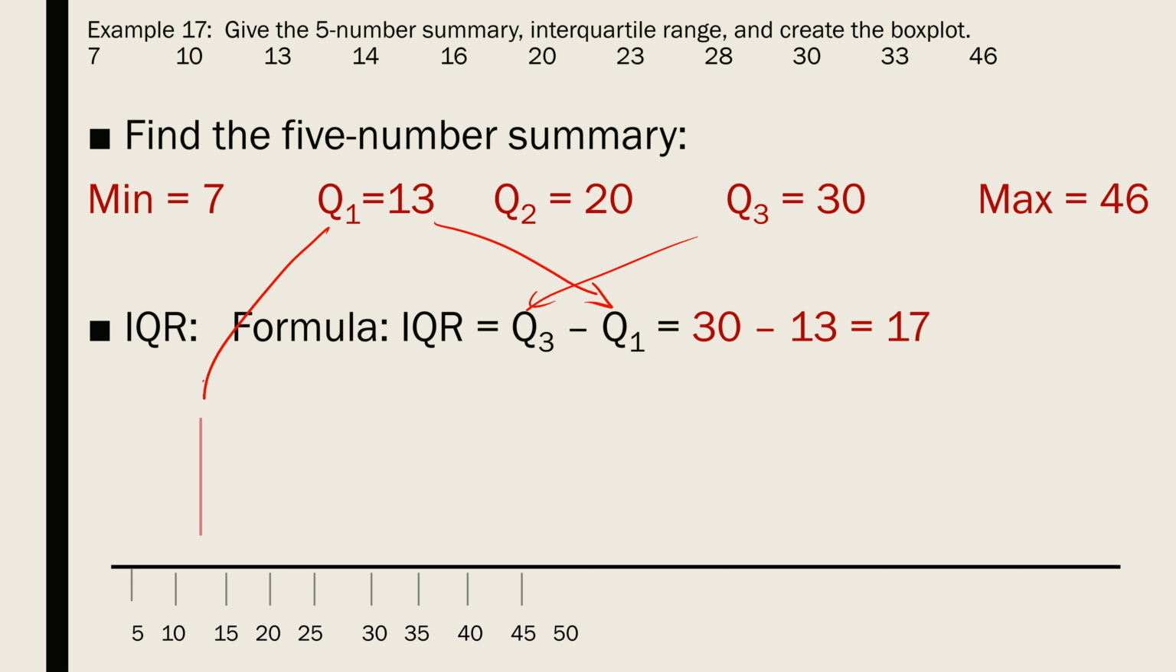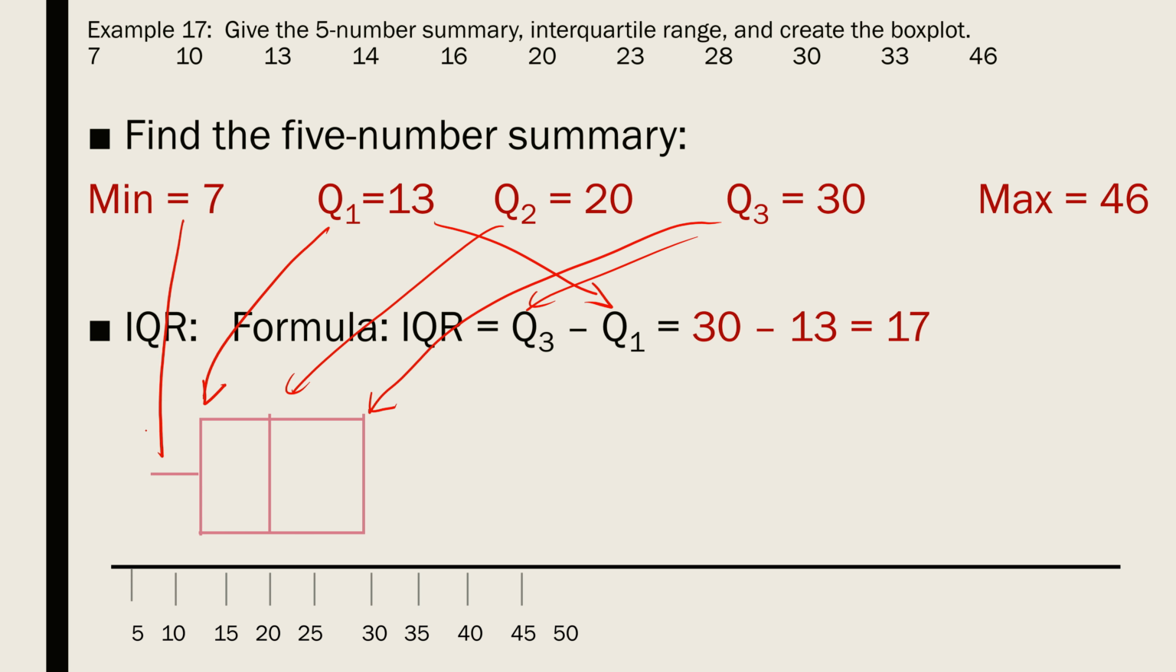Again, this line is drawn by Q1. The second line is drawn by Q2. The third line is drawn by Q3. Then we make it a box. Then we find the minimum value and draw a horizontal line. Then we find the maximum value and draw a horizontal line. We use a triangle to represent the mean.